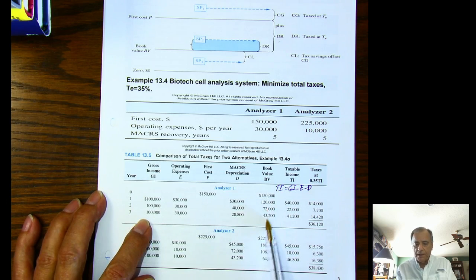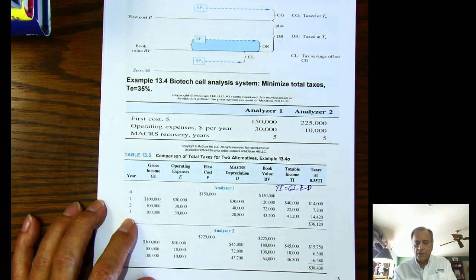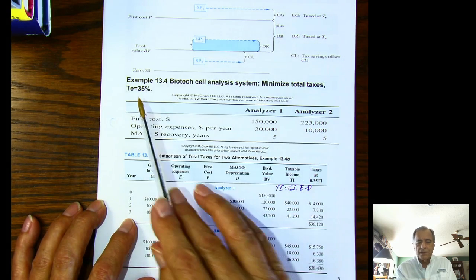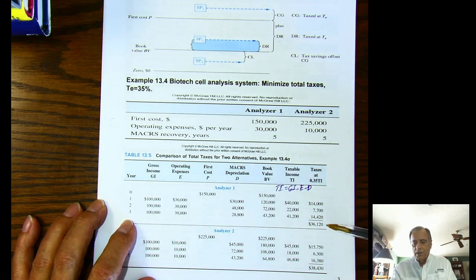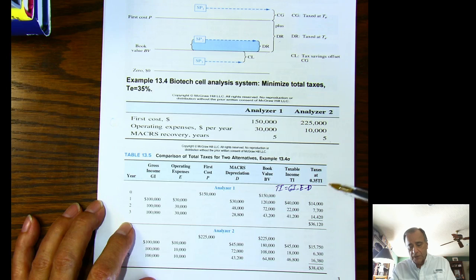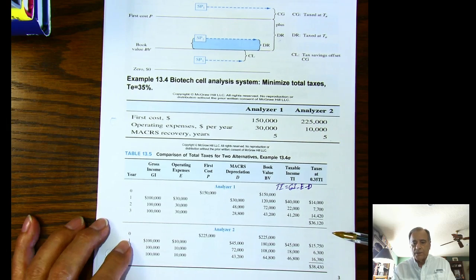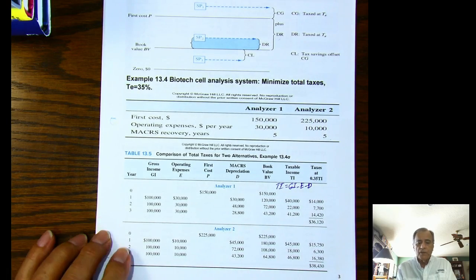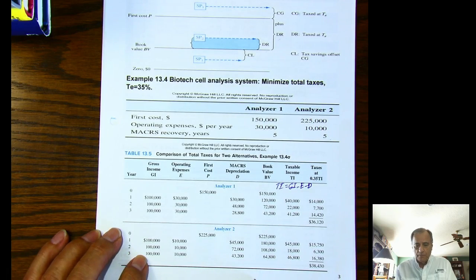Then I multiply these taxable incomes times 35% to get the taxes. And then I add them up to get the total taxes. Remember, that's what our CEO wanted us to do. So for option 1, the Analyzer 1, the total taxes that we pay is $36,120.